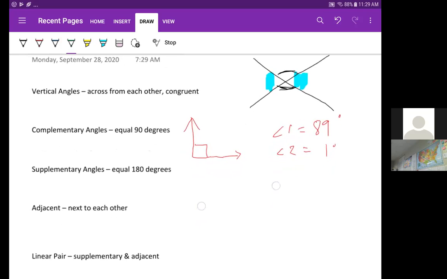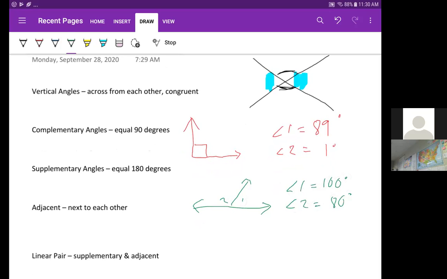Supplementary angles work the same way, but when it's supplementary, it'll look like a flat line when it's together. So these two angles are going to be supplementary. So like if you have angle 1 is 100, the supplement to that will be 80 degrees.